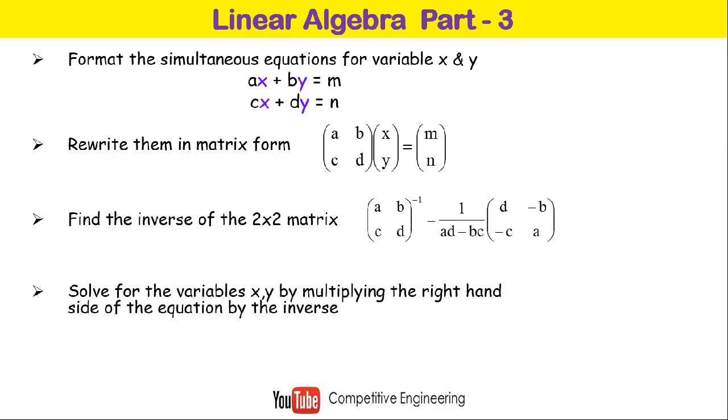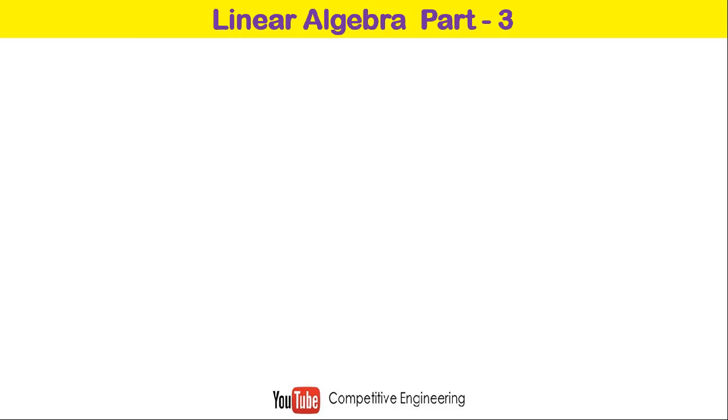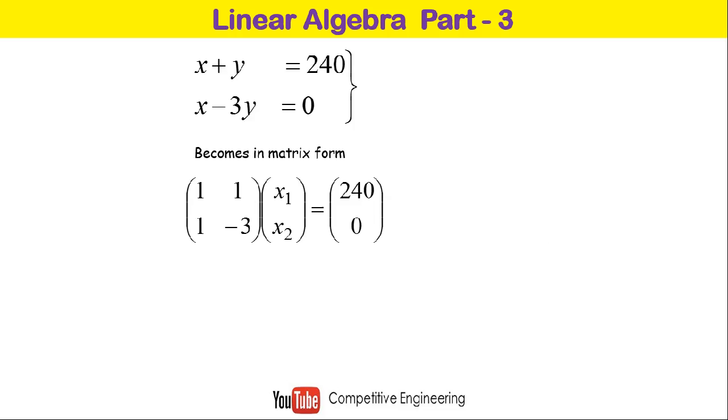So we will be solving the Peter and Jane problem by using this concept. We know that x plus y equals 240 and x minus 3y equals 0. I converted Peter as x and Jane as y, so don't get confused by that. So it becomes the matrix [1 1; 1 -3] times [x1; x2] equals [240; 0]. Then we have to find the inverse of [1 1; 1 -3].